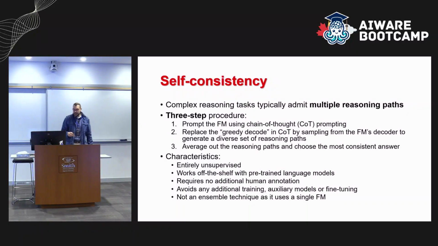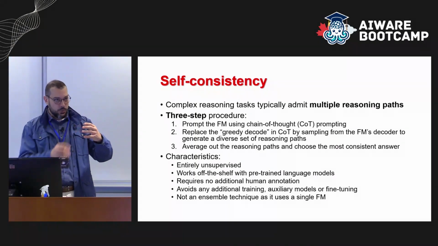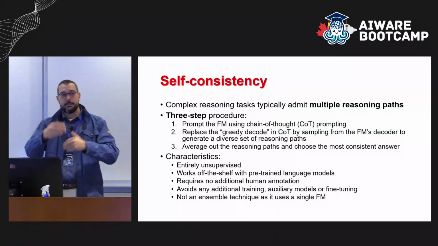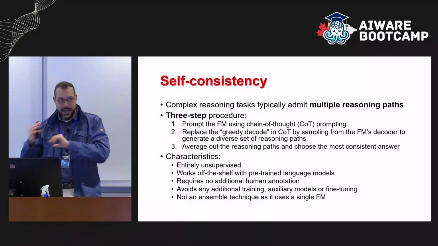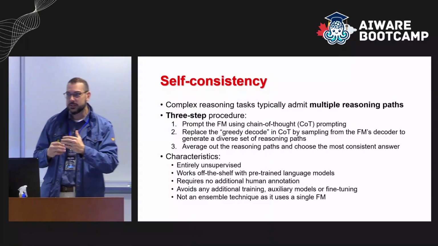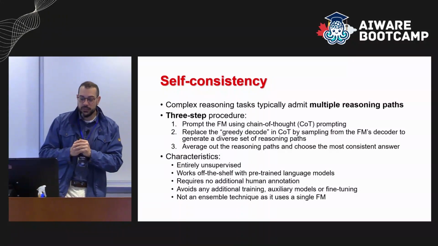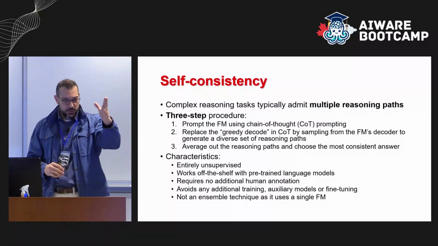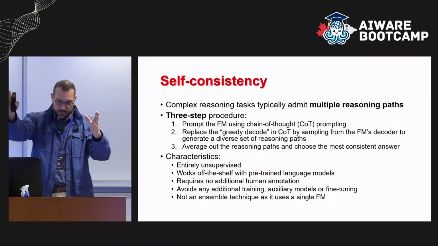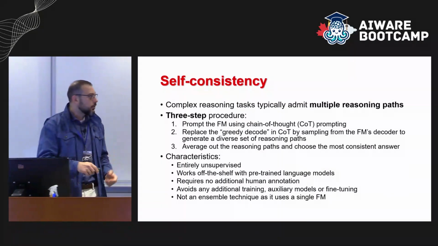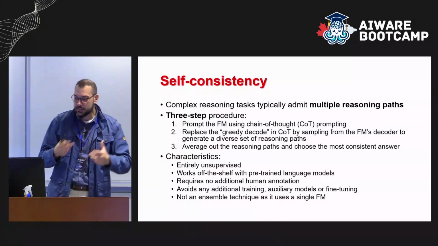Then you're gonna replace the greedy decode. So instead of just getting one response, one chain of thought from the model output, you're gonna get multiple. And I will show you later how you're gonna get multiple, but for now, just imagine that there is a way to get multiple outputs from one prompt, okay? So the model will produce this chain of thought, this path of thought, and I will have another one, and a third one and a fourth one, or however many you wanna sample, okay? And what you're gonna do at the end, on the third step, is average out these reasoning paths, okay?